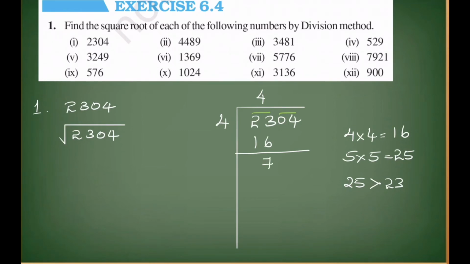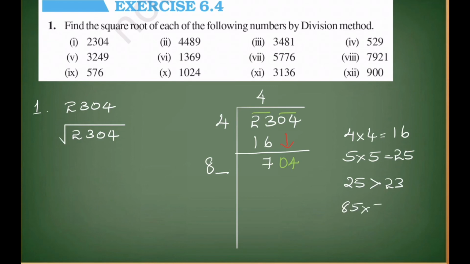Next we have to bring the next pair down, that is 04. So we got the new dividend as 704. We will double the quotient. If you double the quotient, it will be 8, or you can multiply the quotient by 2 and leave a dash. We have to find a number which is less than or equal to 704.